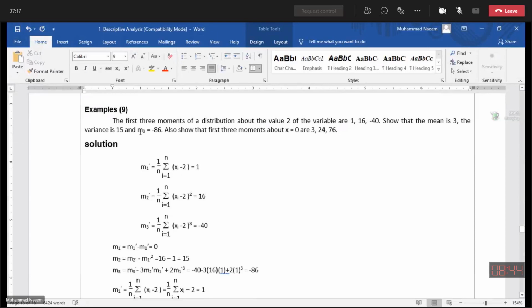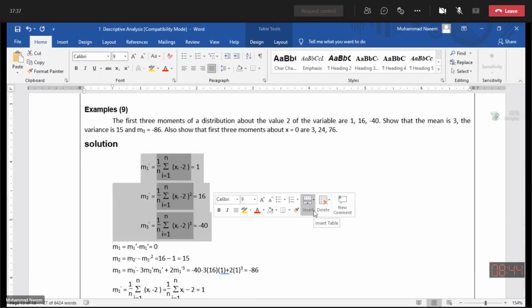Now we have an example in which the first three moments about the value 2 are given. That means these first three moments about the value 2 are given. So by definition, the first moment is equal to 1, the second moment is equal to 16, the third moment about 2 is equal to minus.